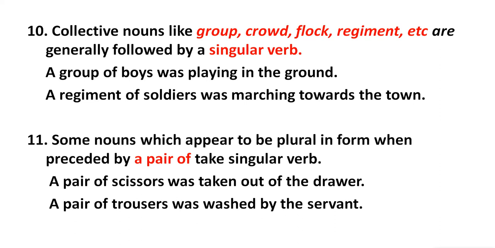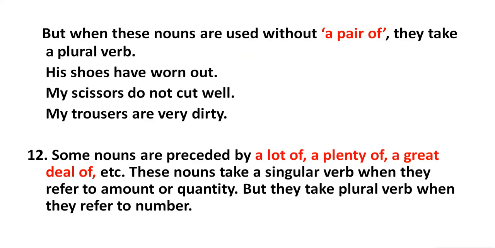So this is one part. Now let's see the next part. But when these nouns are used without a pair of, they take a plural verb. Now let's see these examples. His shoes have worn out, my scissors do not cut well, my trousers are very dirty. Now what is happening in these three examples, my dear children? You might have noticed that we have not used a pair of, है ना.